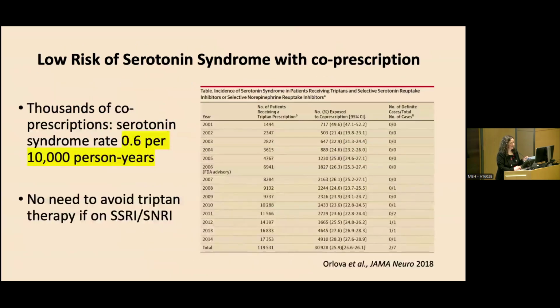And this has been looked at in very large data sets of people who are co-prescribed an SSRI or an SNRI and a triptan. And the rate of serotonin syndrome was 0.6 per 10,000 person years, which is within the range of what you see from the SSRI alone. So it does not seem that there's any added risk of serotonin syndrome when you combine a triptan with an SSRI or an SNRI. So you don't need to avoid that. It's okay.